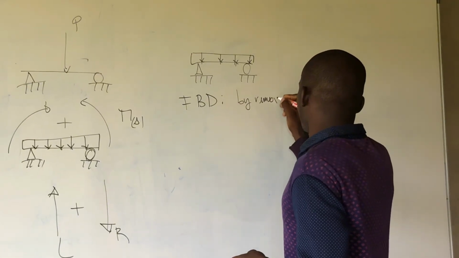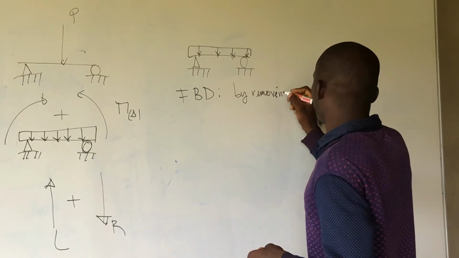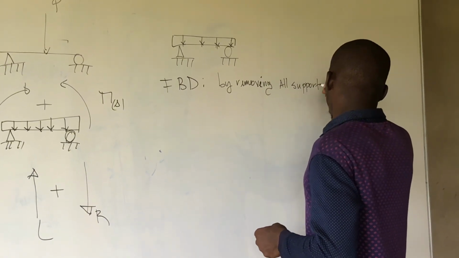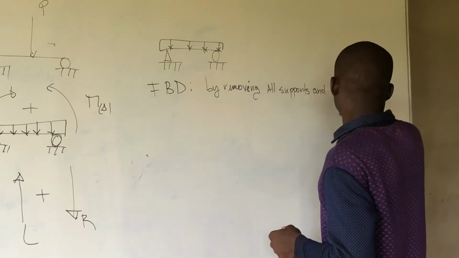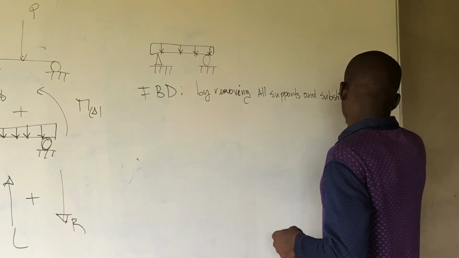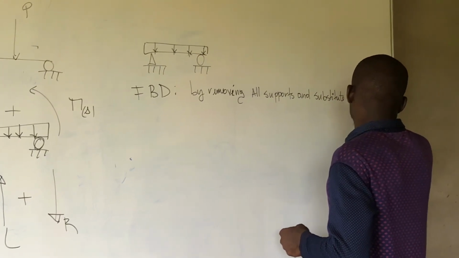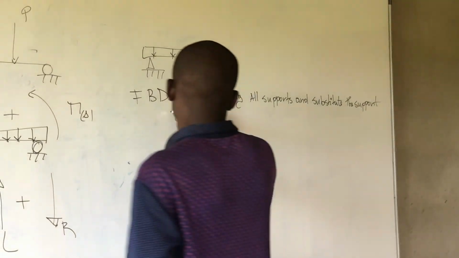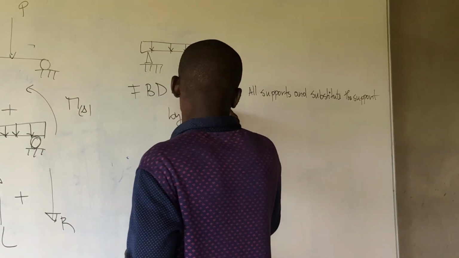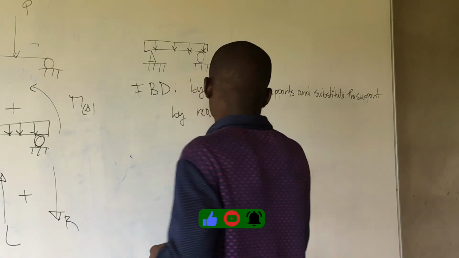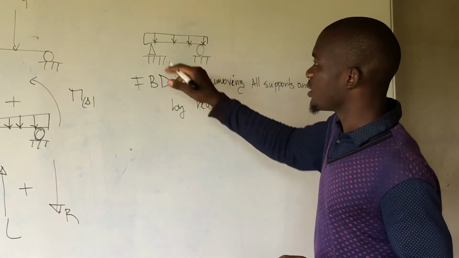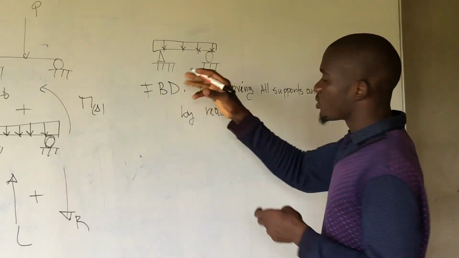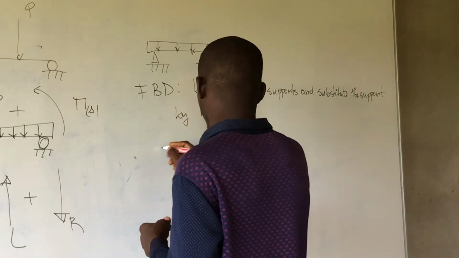We make the free body diagram by removing all the supports and substituting the supports by reaction forces. So we remove the supports on our simple supported beam with uniform distributed load, and we represent the supports by the reaction forces. So that's what it's going to give.